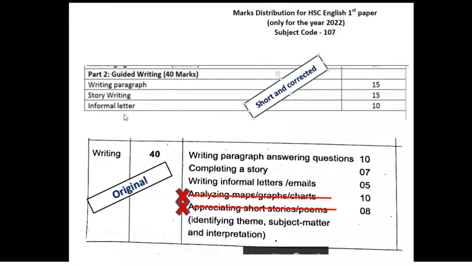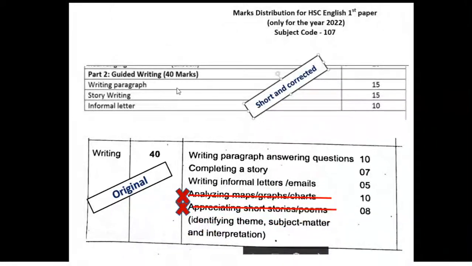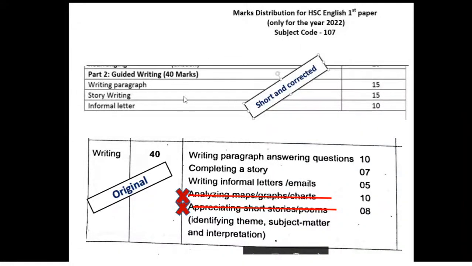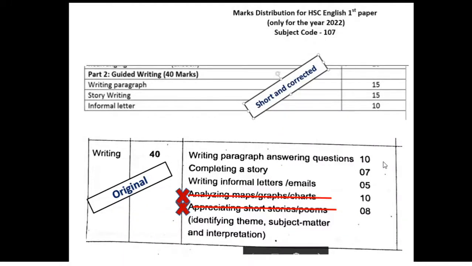Here in the short and corrected syllabus, you find 3 items of question in the writing part, and these items are paragraph writing, story writing, and informal letter. Paragraph writing 15 marks, story writing 15 marks, and informal letter 10 marks. But in the original syllabus there were 5 items.